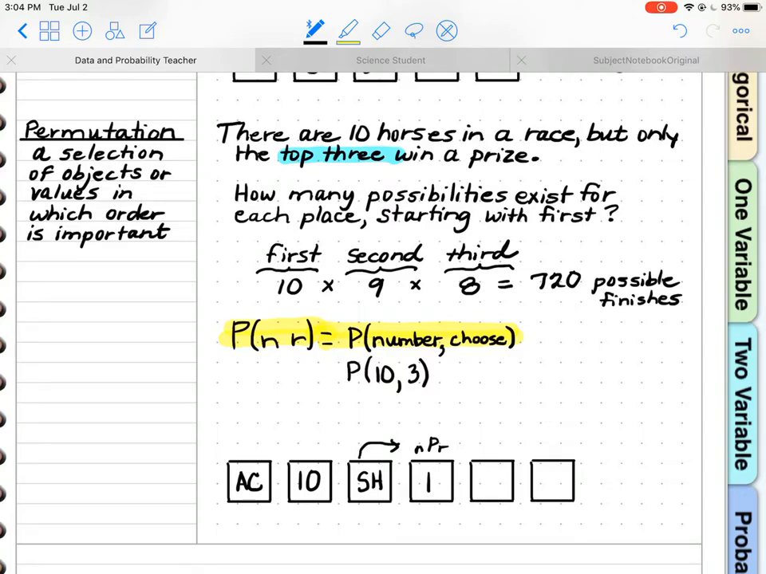So 10 horses, shift 1, I'm choosing 3. So 10 choose 3 equals. All clear, 10 shift 1, 3 equals 720. Okay.